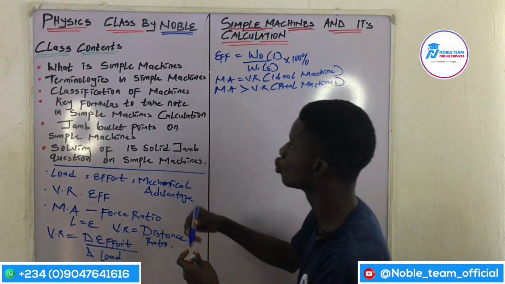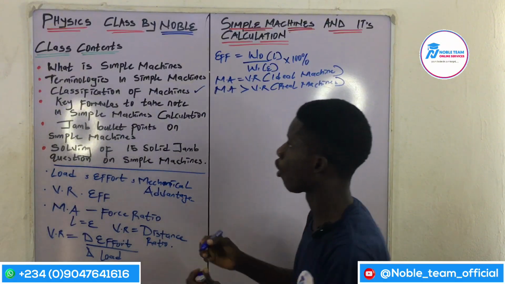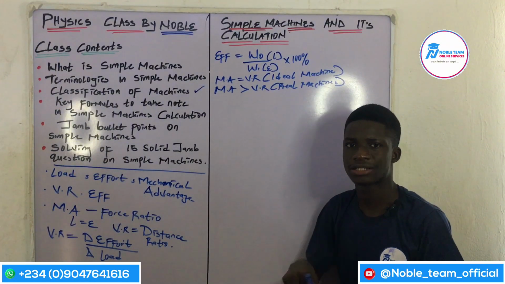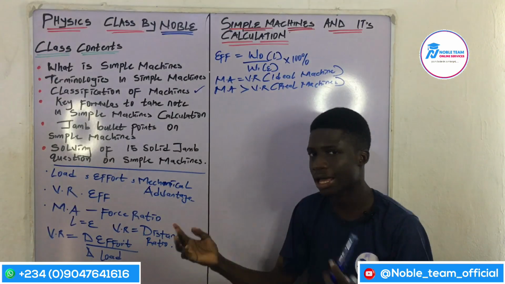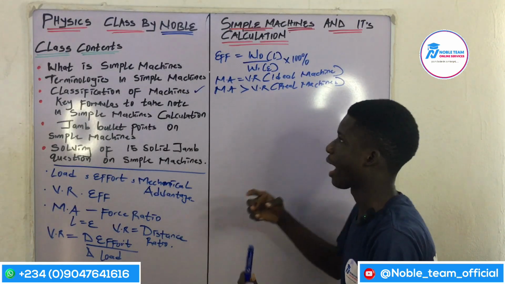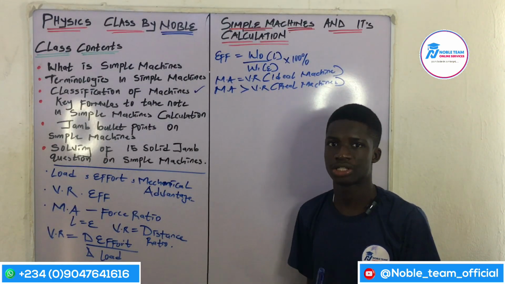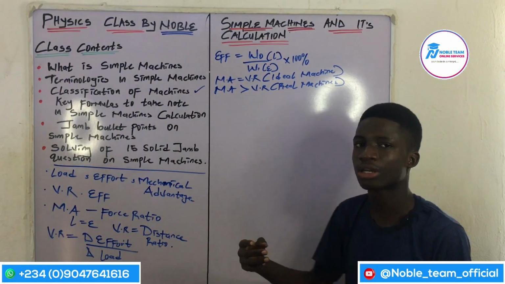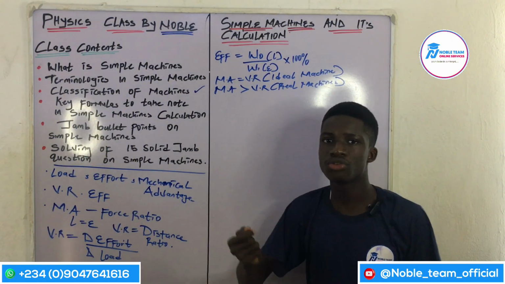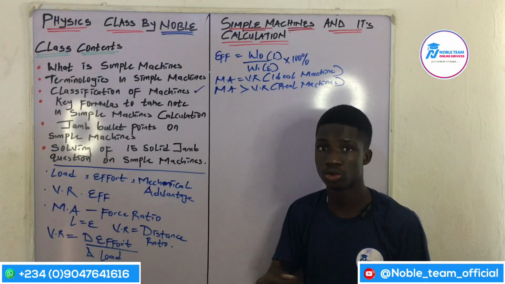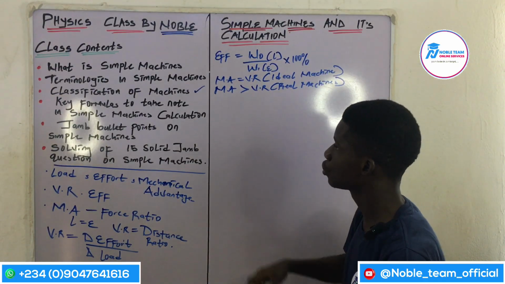Now let's look into classifications of machines. We have many types, and we can call it either class or types of machine, but I prefer calling it classifications of machine. Once you hear classifications of machine, they are talking about levers, pulleys, inclined plane, and so on. We will be looking into them. Now let's look into the classes of it.